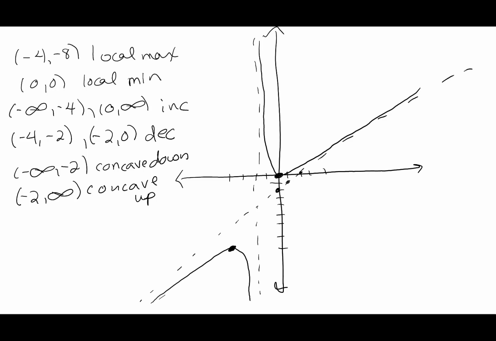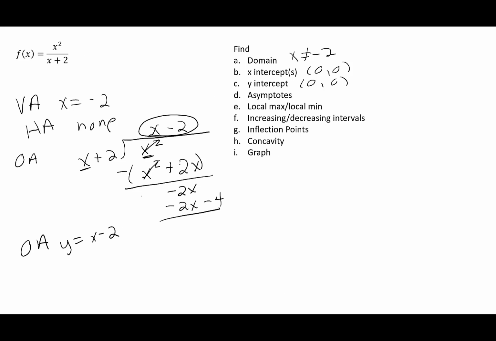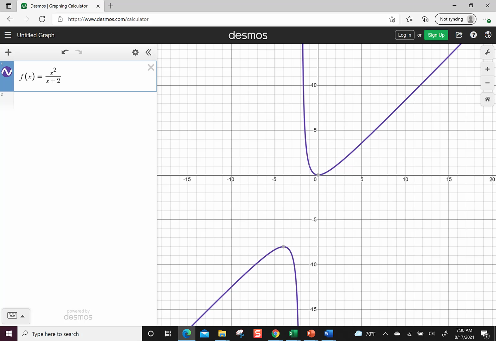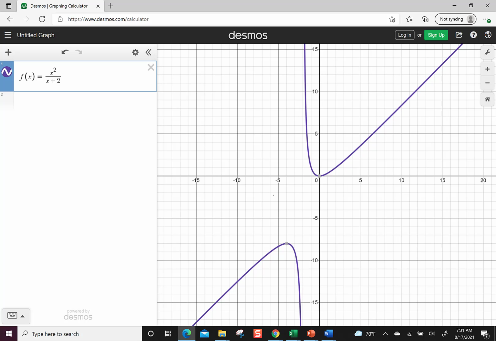So let's just quickly grab this function that we started with, put it on Desmos so we can compare. So I put in x squared over x plus 2, and you can see part of it. You can see the 0, 0, you can see the concave up, you can see decrease, increase, but what's missing, I just need to zoom in a little bit more, and that happens a lot. That you may not see all of the graph. So we want to make sure we see the whole graph, and now you can see I have both pieces.